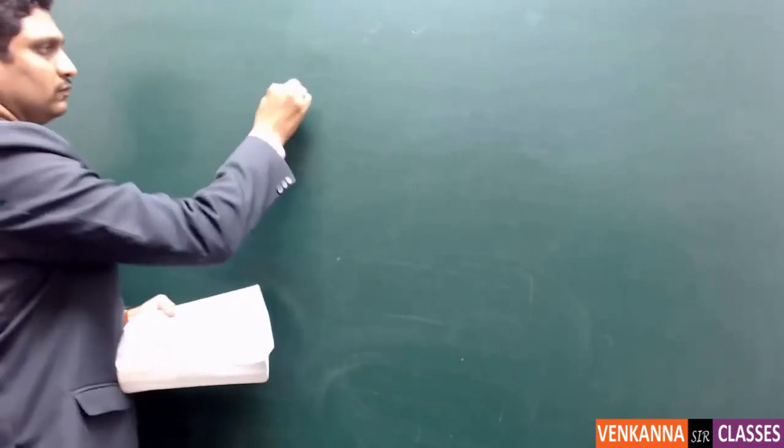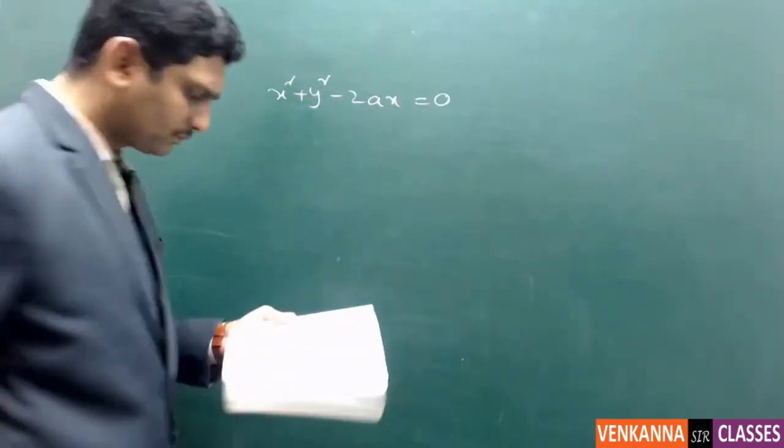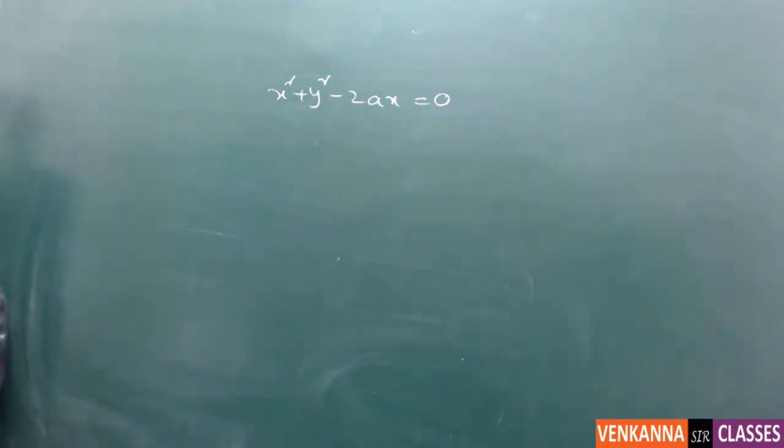So take the problem that find the orthogonal trajectories for the family of circles x square plus y square minus 2ax equal to 0, where a is parameter. So after noting that, please inform.